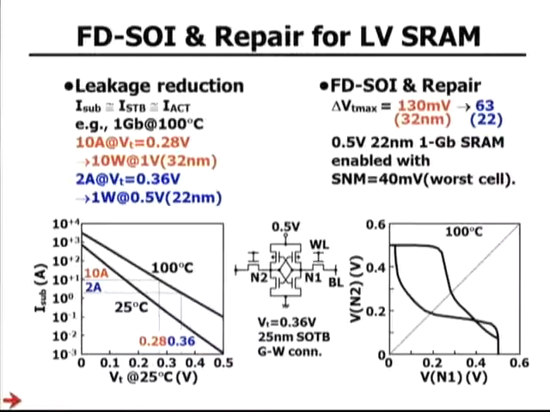A possible problem, however, is resultant reduced voltage margin of the cell. Fortunately, FDSOI and repair reduce delta VT max, thus enabling 0.5 volt 22 nano 1 gigabit SRAM with static noise margin of 40 millivolt for the worst cell.